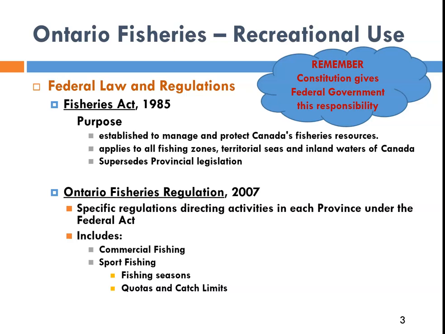We're then going to have a look at the regulation that's specific to Ontario. So that's the next component on this slide. And when you see that title of the regulation, what I want you to understand is that although it has Ontario in the title, this is a federal regulation. The Canadian government has created separate regulations for each of the provinces that fall under the Federal Fisheries Act and helps to support management at that provincial level.